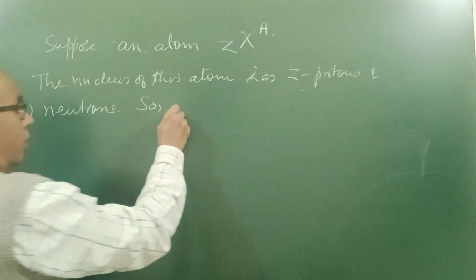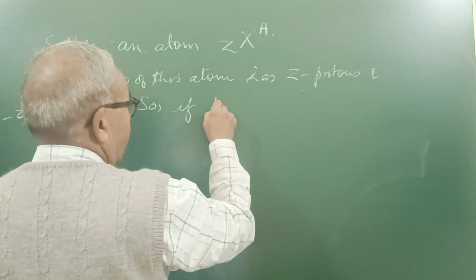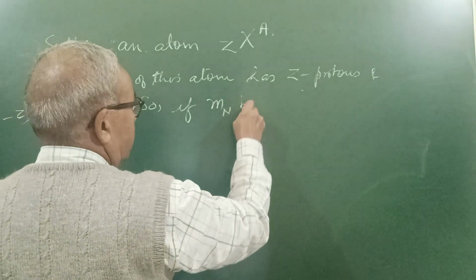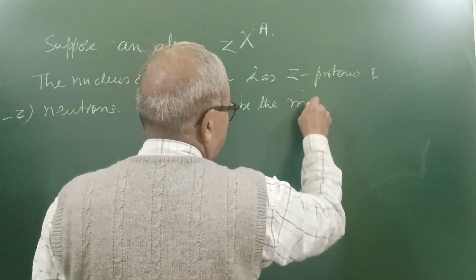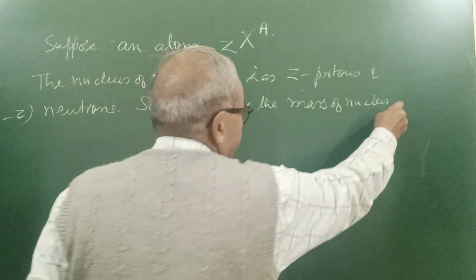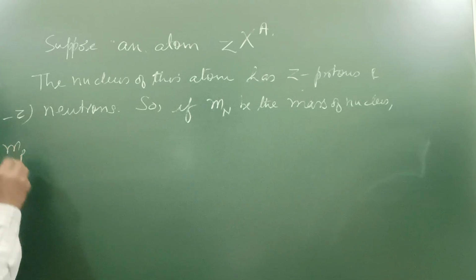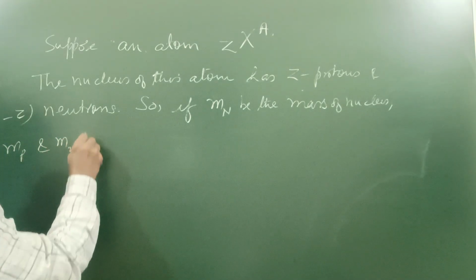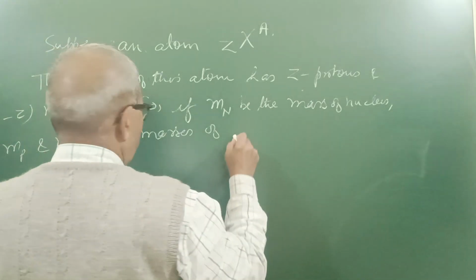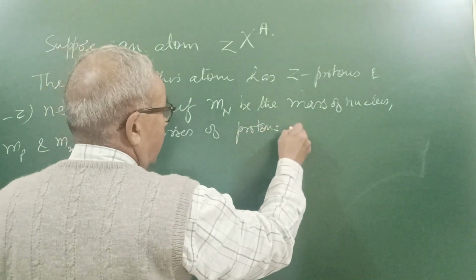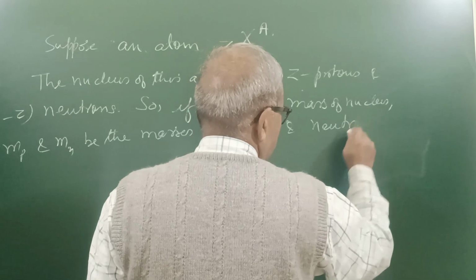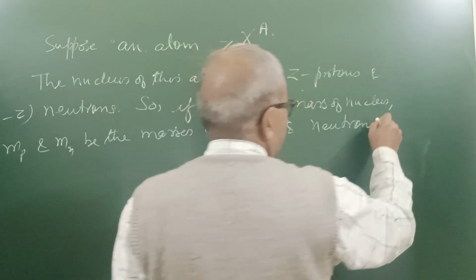So, if capital M_N be the mass of nucleus, and M_P and small m_n be the masses of proton and neutron respectively.